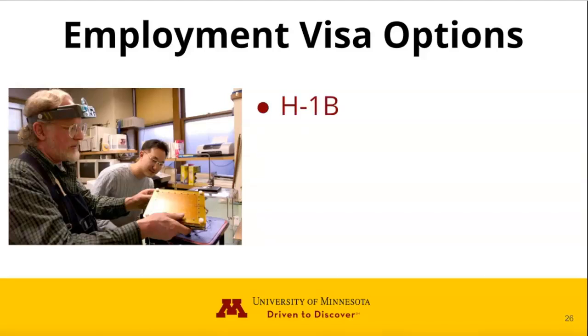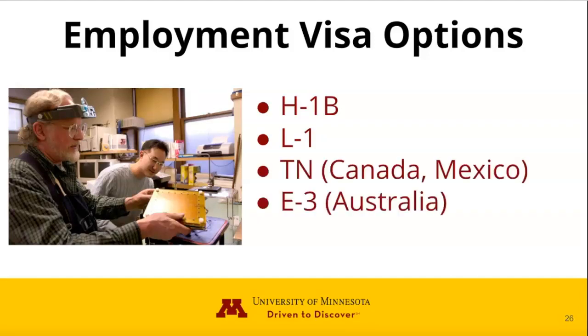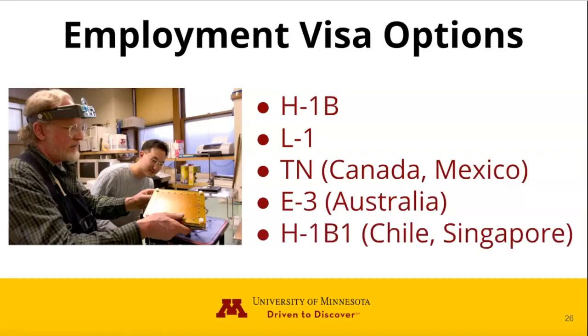The most common employment visa type is the H-1B. This is for jobs that require at least a bachelor's degree in a specialized occupation. The L-1 is to transfer an employee from a parent or subsidiary organization abroad to a U.S. parent or subsidiary of the same organization. Three more employment visa types are specific to citizens of certain countries. The TN for Canadians and Mexicans, the E3 for Australians, and the H-1B1 for citizens of Chile or Singapore.